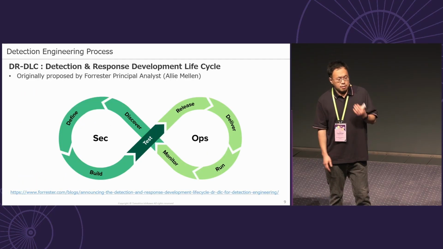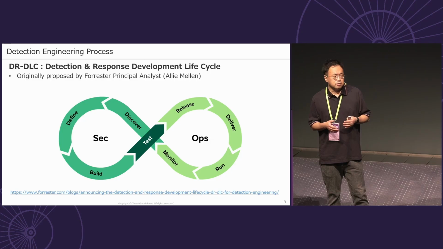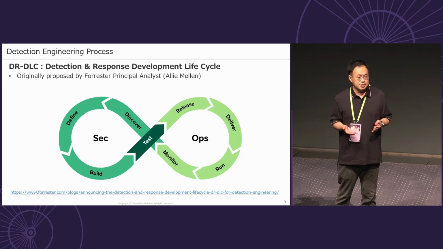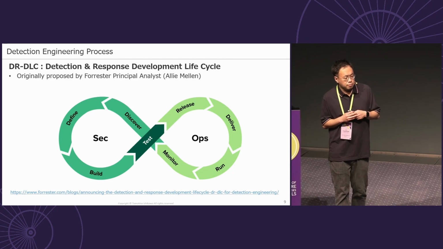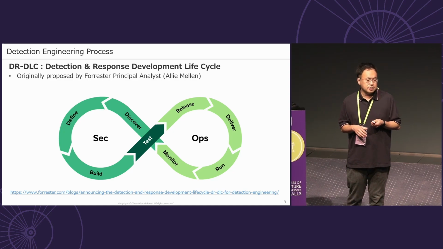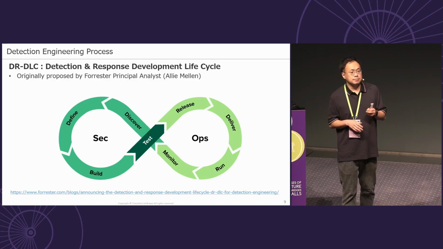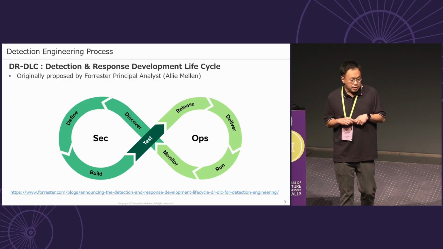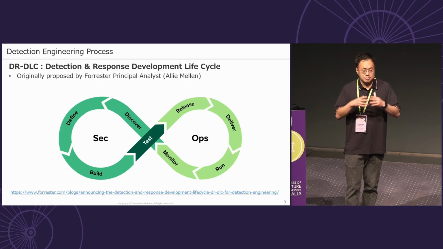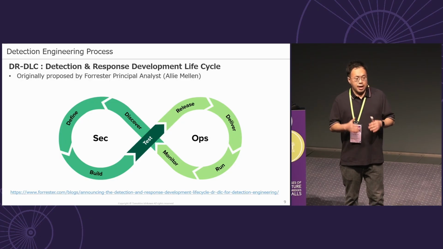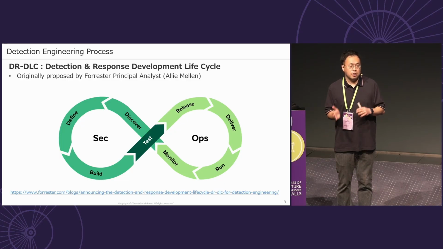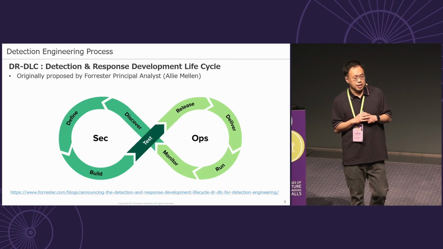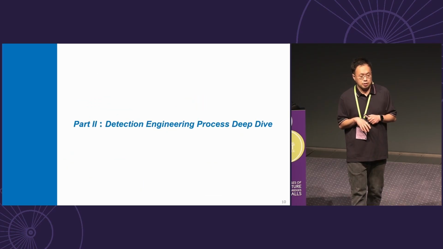If I search through the many detection engineering processes, each vendor proposes a very good concept, but I think one of the most favorite ones is DRDLC, the Detection and Response Development Lifecycle, proposed by a Forrester principal analyst. Actually, there are 8 steps, but it is very simple and easy to use. In the next section, we'd like to deep dive into each step one by one, and explain the detection engineering process by using this framework.